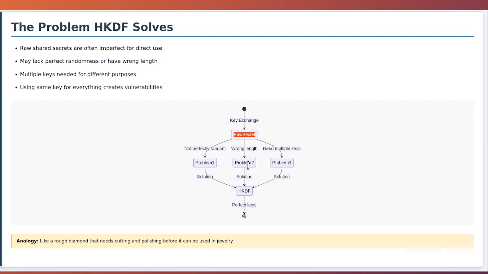One to encrypt messages going from you to your friend, another for messages from your friend to you, maybe another for message authentication codes, and perhaps one more for deriving future keys. If you just used the same key for everything, you would be creating security vulnerabilities. The traditional approach was to use a key derivation function, but different systems implemented this differently, leading to inconsistencies and potential security flaws. RFC 5869 standardized this process through HKDF.